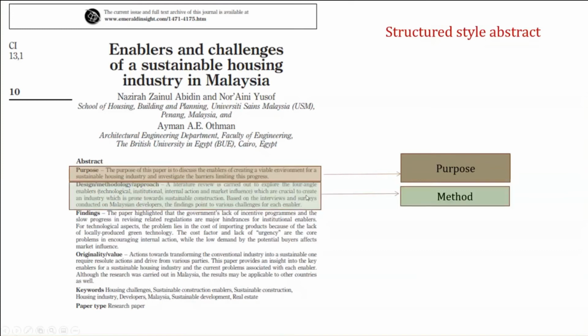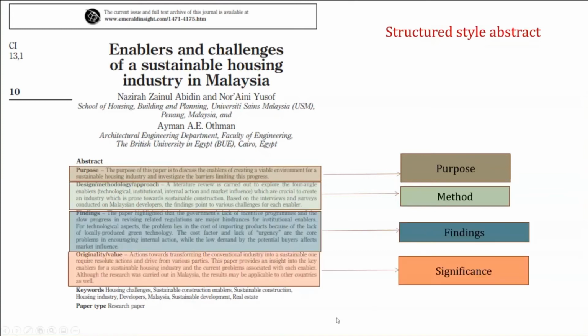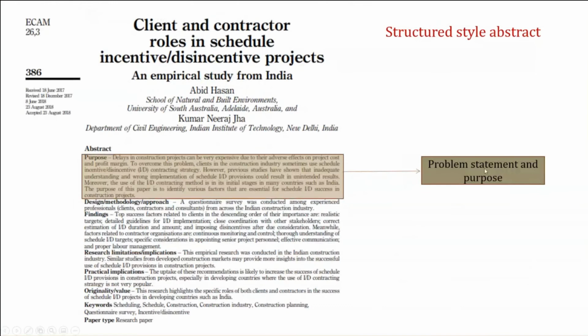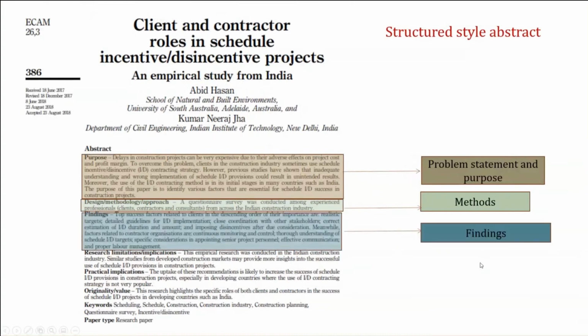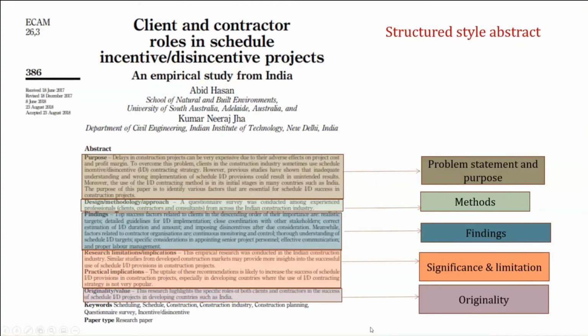Then it talks about the method. This is the key findings. And this is the originality. Okay, so this is the structured abstract. This is another structured abstract. They have a purpose and problem statement. Design, methodology, approach, this is methods, then the findings, research limitation, and practical implication. So basically, this is the significance and limitation. And lastly, it has the originality.